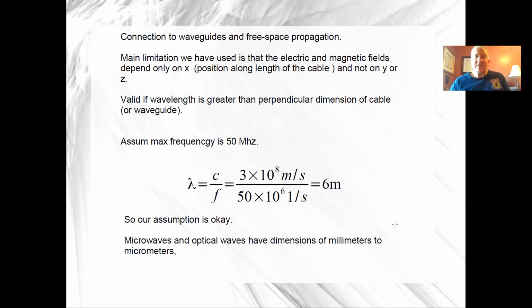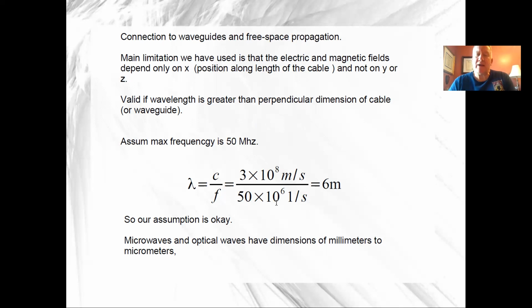So assume that our maximum frequency is about 50 megahertz, which is pretty high frequency. Right? If we look at the wavelength, it's equal to the speed of light over the frequency. It's about 6 meters. So the wavelength is much longer than the radius of the cable. So we're okay.